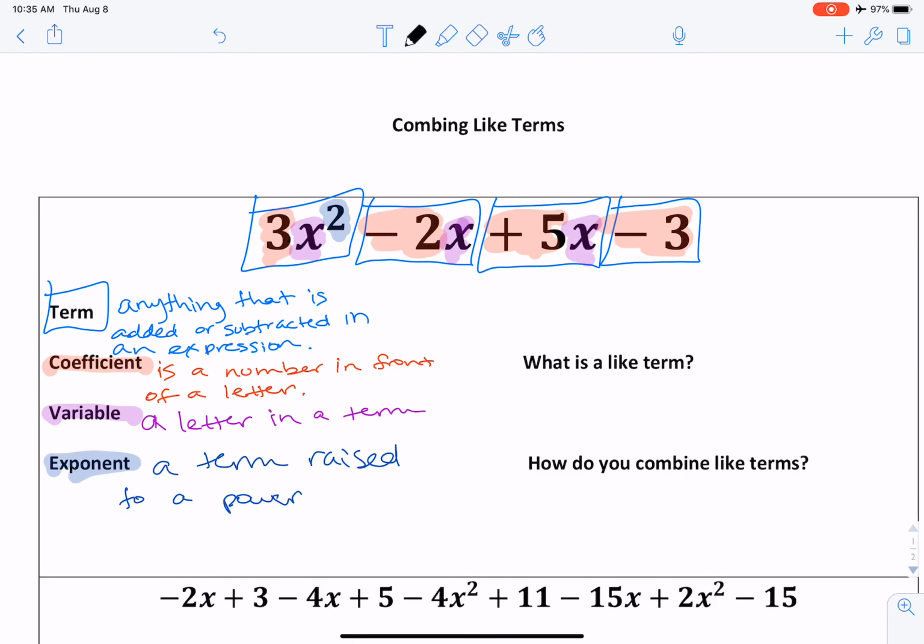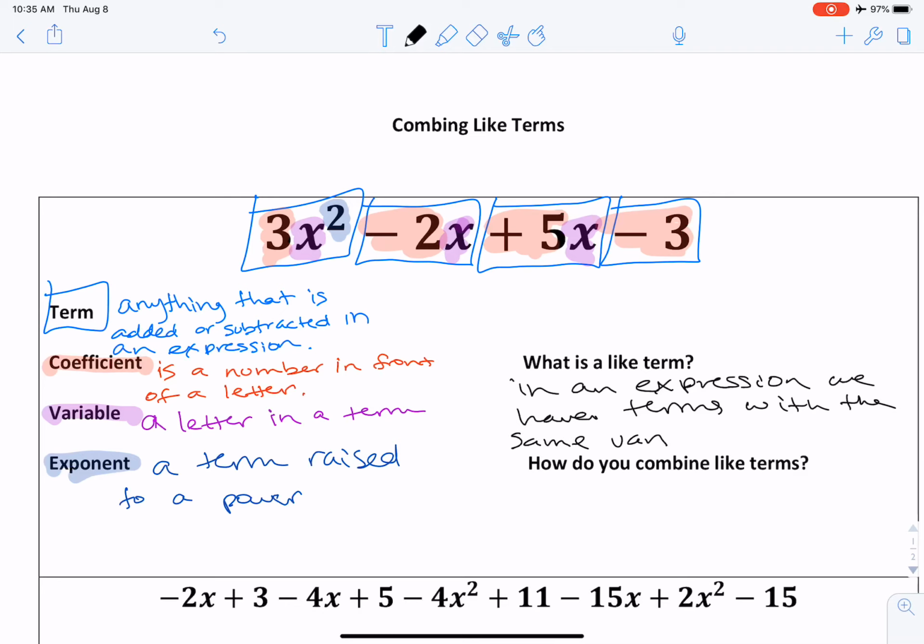Okay? All right. So now we're going to talk about what is a like term. So a like term is when in an expression we have terms with the same variable and exponent. We call those like terms. So the important part here is they have to have the same variable and exponent to be considered a like term.